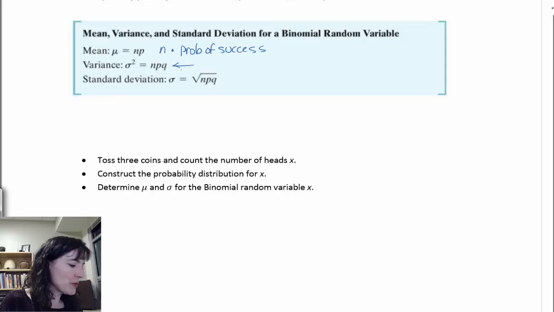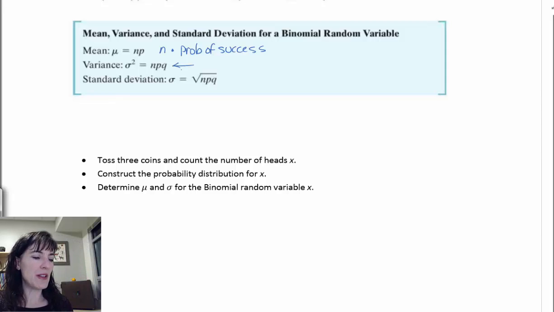So those are different than for just a regular set of numbers, because it is a probability distribution for a binomial random variable. So it's a little bit easier to calculate some of the things for it, but we have to make sure that it's really a binomial random variable.